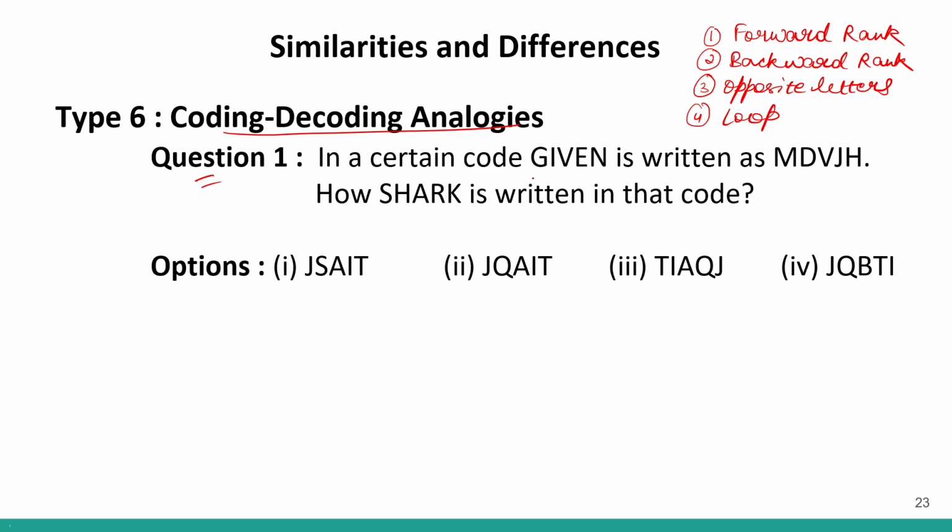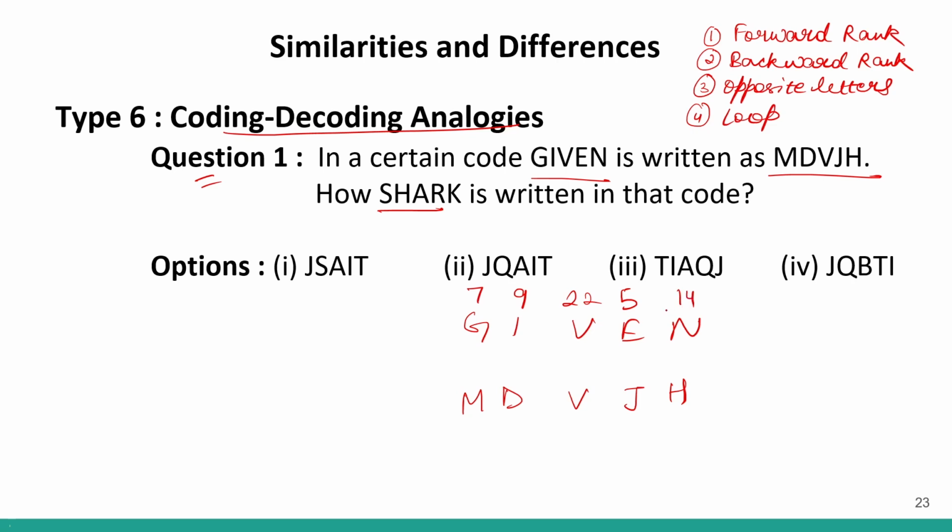So here we are given that given is coded as this, and we have to find the code for shark. Whenever you get a question like this, I told you to write it down one below other to understand the logic. Correct? Now let us give them forward ranks. G is ranked at 7, I is ranked at 9, V is ranked at 22, E is ranked at 5, and N is ranked at 14.